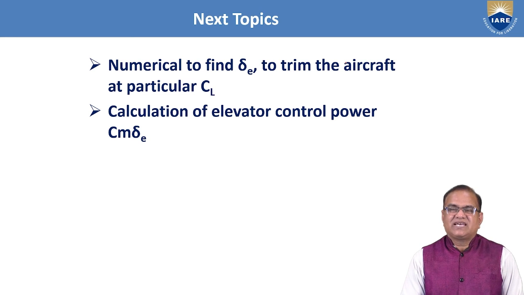In my next class, I am going to discuss one numerical to find delta E to trim the aircraft at a particular coefficient of lift. Calculation of elevator control power Cm delta E we will also try to solve with the help of the numerical. Just now we have discussed how we can find Cm delta E, and it is minus eta Vh tau Cm alpha t. So these things will be discussed in my next class.